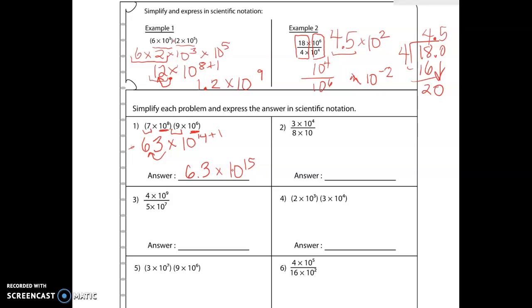Number 2, so think through this one carefully because you've got 3 times 10 to the 4th over 8 times 10 to the 1. So I'm going to go ahead and put a 1 there just because I know no exponent means it's an exponent of 1. 3 divided by 8. So think through that logically. 3 divided by 8 is a fraction. That fraction is less than 1. So I know the value of 1/8 is 125 thousandths, but maybe you didn't know that.